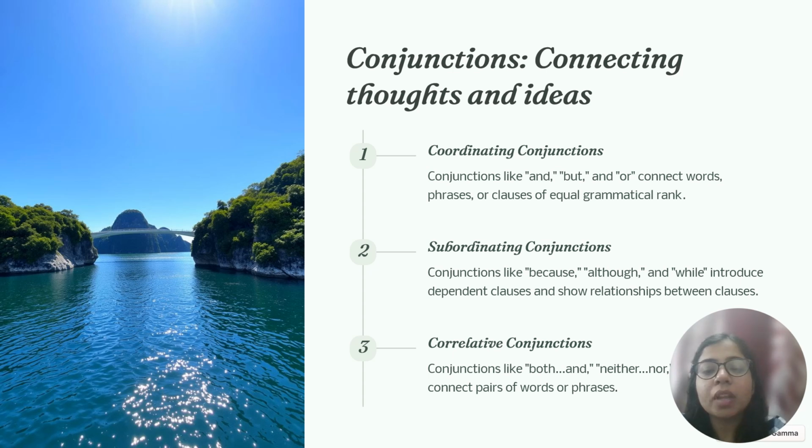Okay. Next is correlative conjunctions. So conjunctions like both, neither nor, either or, which are two conjunctions placed together which do the same work. I will take either bread or a chapati. So bread and chapati are connected with either and or. Okay, so these are correlative conjunctions.